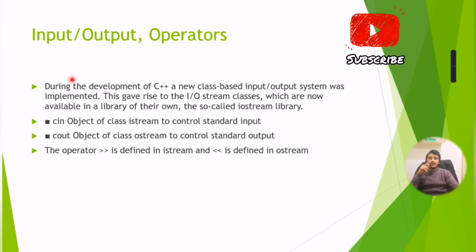So what are input-output operators? During the development of C++, a new class-based input-output system was implemented. This gave rise to the iostream classes, which are now available in a library of their own, as we studied in the previous slide, the so-called iostream library. The cin object of class istream controls the standard input, and the cout object of class ostream controls the standard output.